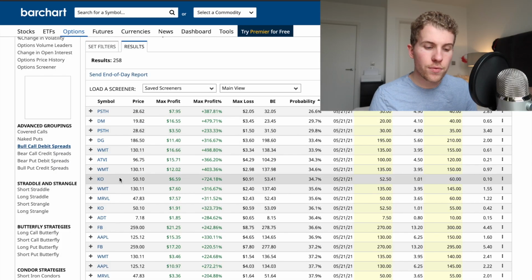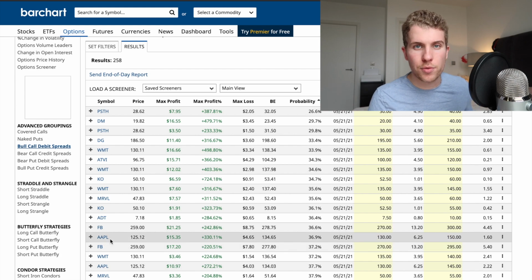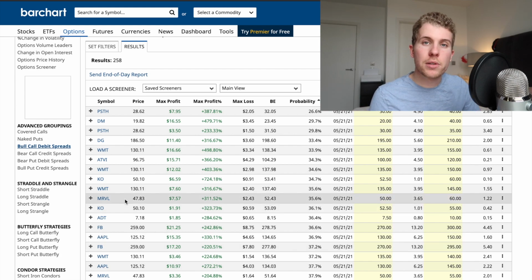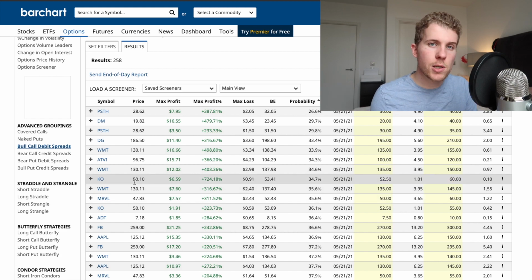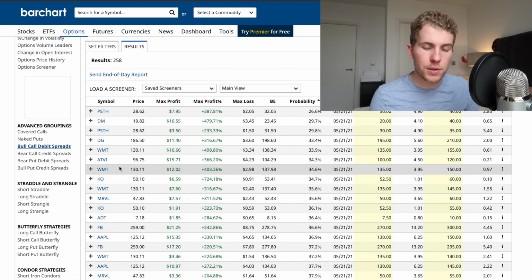So as you can see, all of those are the different results coming from the filters that we just saw before. And each and every single line represents a potential trade that the screener is actually recommending. And let me walk you through so it's completely clear.